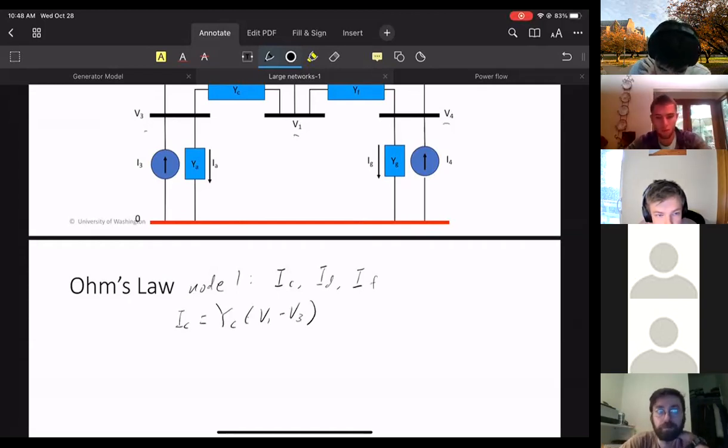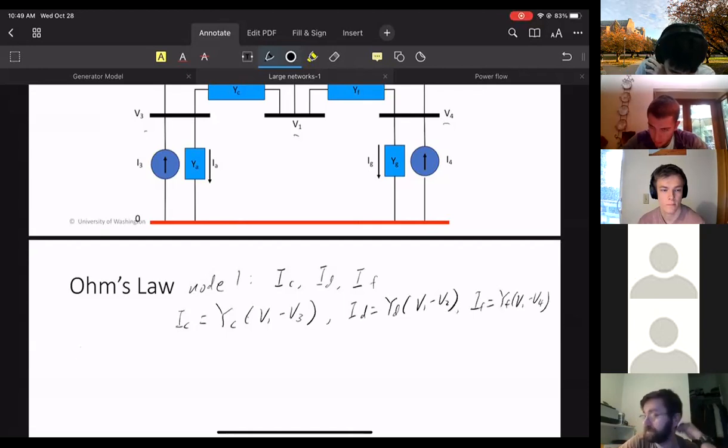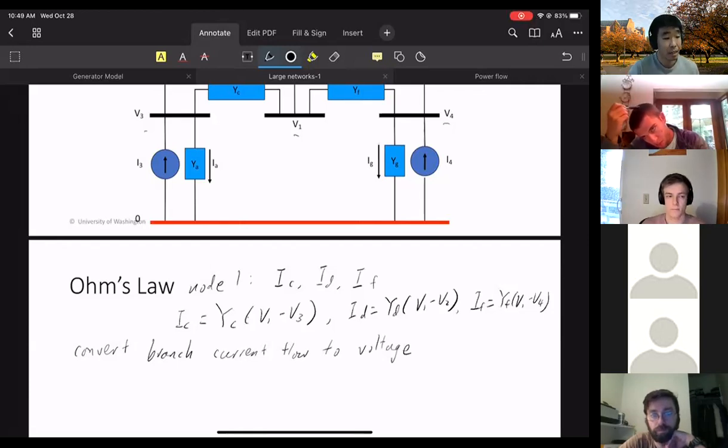All right, so then we can do similar things. ID is YD times (V1 minus V2). IF is YF times (V1 minus V4). This is all the equations we have. So now we convert the branch current flow to voltage. Instead of writing IA, IB, IC, we're writing in voltage format.